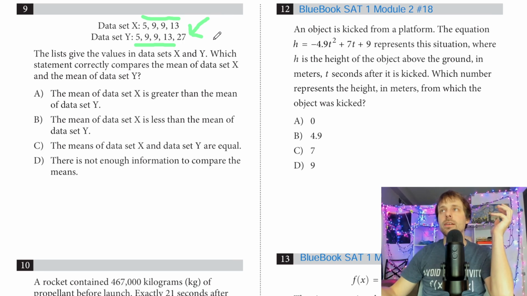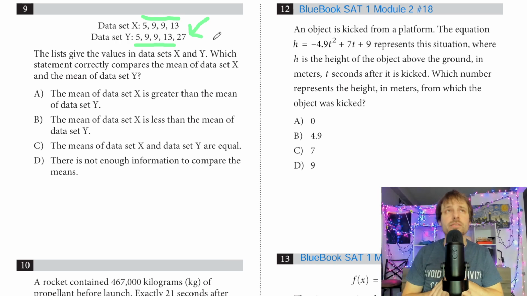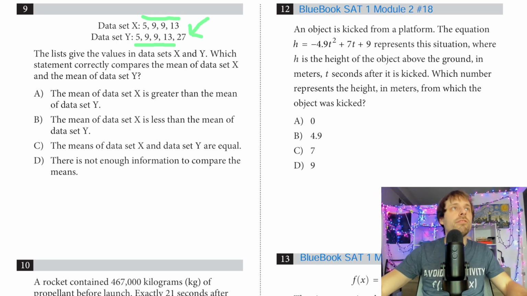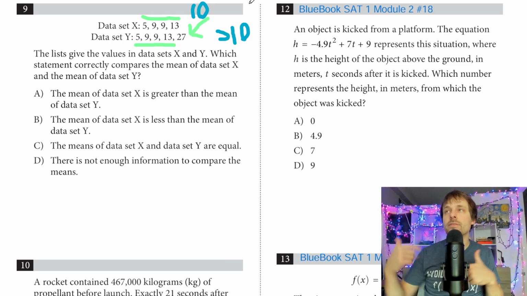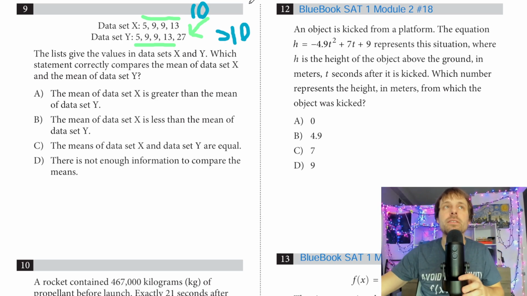So this is pretty easy. You could find the means of each, but if the mean of X is, we'll just give it like 10. The mean of Y is what? And it's just going to be greater than 10, right? Because they're just throwing in a 27. So it's going to really curve up my mean.